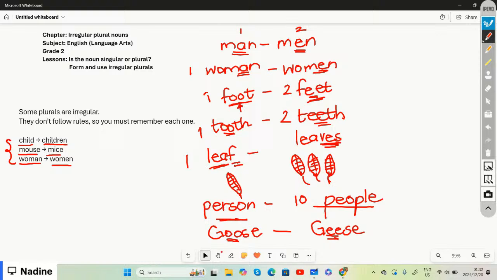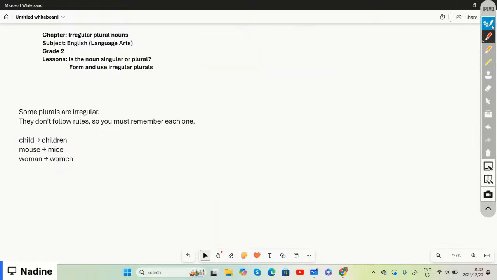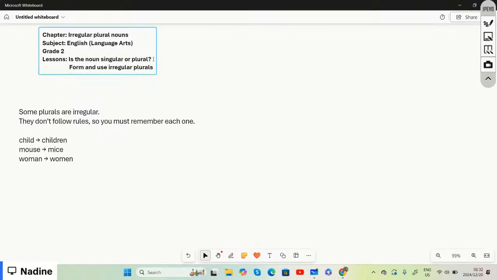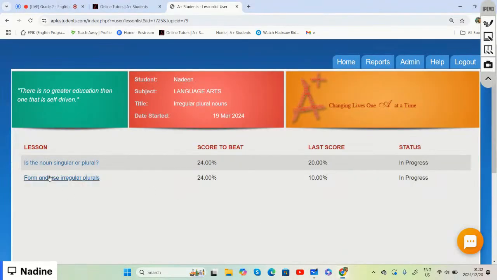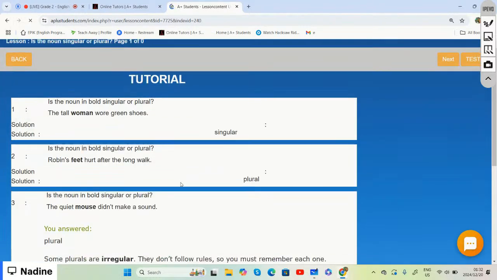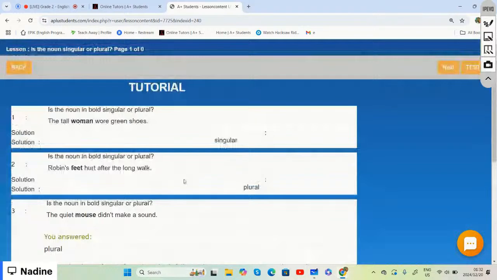All right, so now we're going to a+students.ca, and we're going to say, is the noun singular or plural? And we're also going to use the form and use irregular plurals. So is the noun singular or plural? We're going to have to say, is the word singular, meaning it refers to one person or thing, or is it plural, which means that it refers to more than one person or thing?